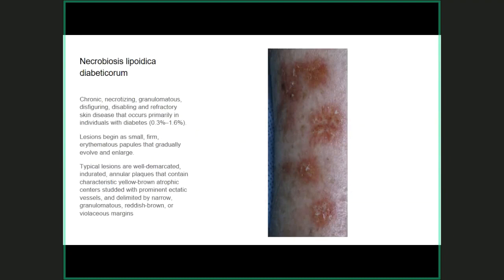So this is necrobiosis lipoidica diabeticorum, which is a chronic, necrotizing, often disfiguring and disabling refractory skin disease seen in a small number of diabetics, less than 2%. These lesions begin as small, firm, red papules, and they evolve over time. They're usually well-demarcated annular plaques and have this atrophic yellowish center with some ectatic vessels on the outside.